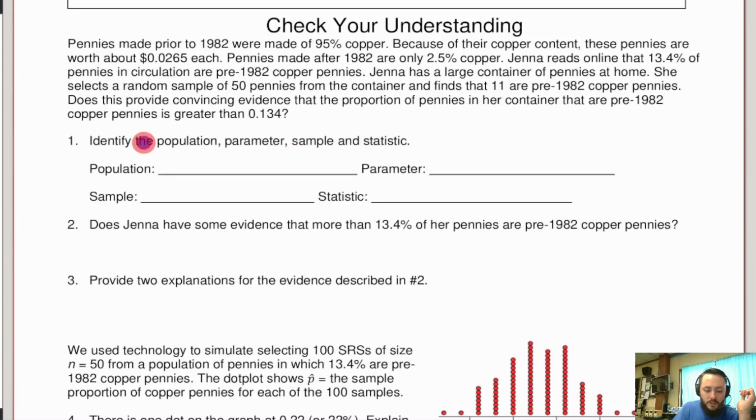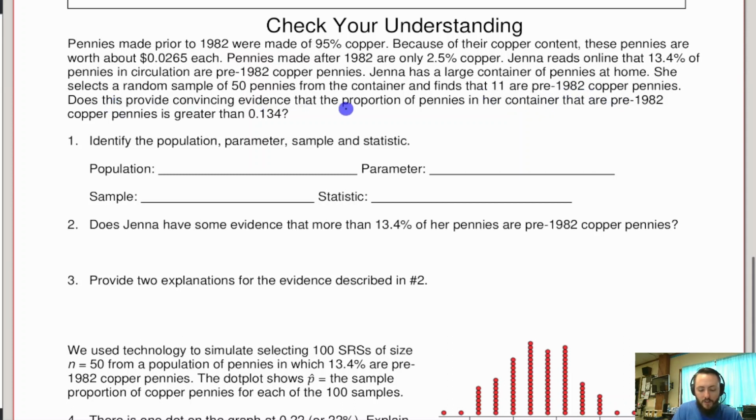Pennies made prior to 1982 were made of 95% copper. Because of their copper content, these pennies are worth about 0.0265, so 2.65 cents each. Pennies made after 1982 are only 2.5% copper. Jenna reads online that 13.4% of pennies in circulation are pre-1982 copper pennies. Jenna has a large container of pennies at home. She selects a random sample of 50 pennies from the container and finds that 11 are pre-1982 copper pennies.